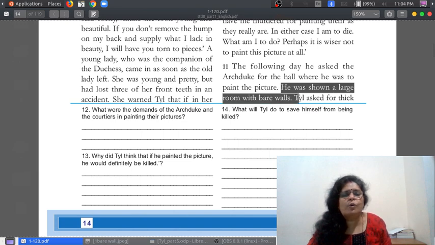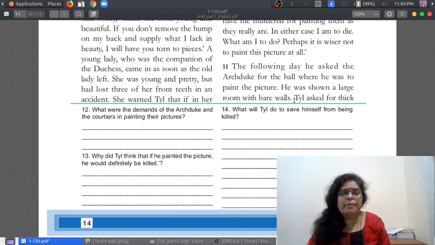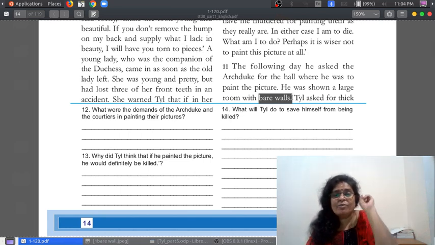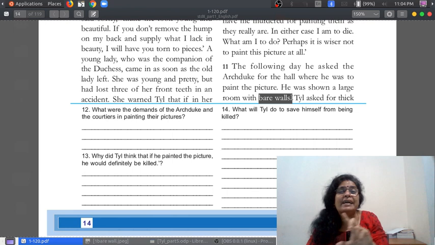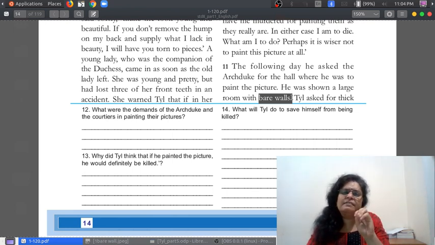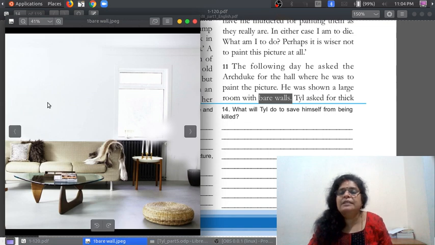He was shown a large room with bare walls. Bare walls. Look behind me. Can you see a wall? It's a bare wall. There is nothing to cover the wall. I will show you another bare wall. Look at the wall here. It's a bare wall. This is a door. This is the wall.